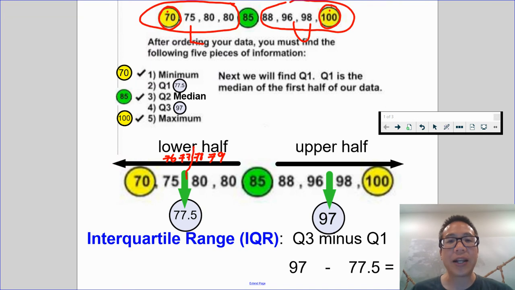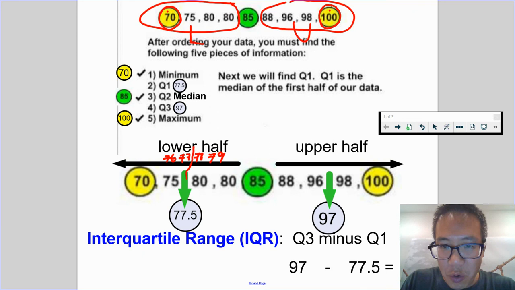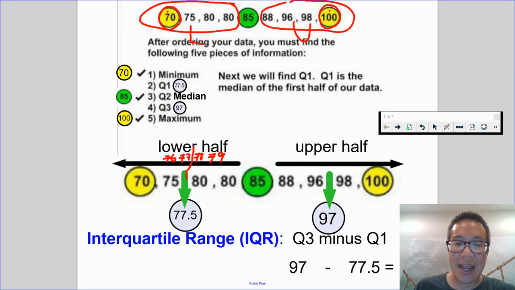Q3 means find the median of the upper half of our data. So what's between 96 and 98? 97. So the last thing you need to know is interquartile range, IQR. That's Q3 minus Q1. So quartile 3 is 97. Quartile 1 is 77 and 5/10. If you subtract it, you get 19 and 5/10.